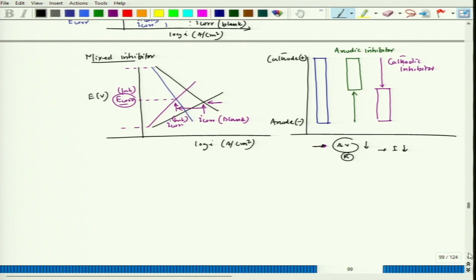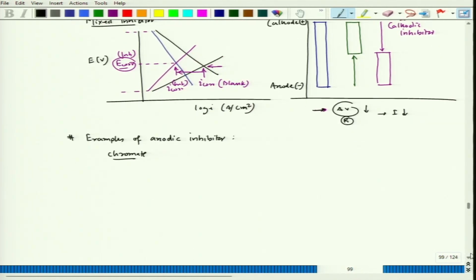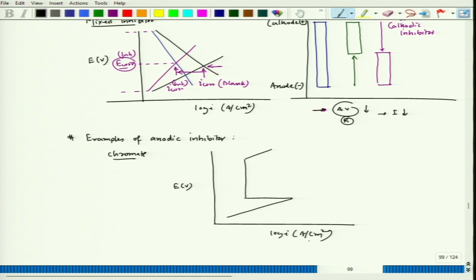Now, if we look at some examples of anodic inhibitor, cathodic inhibitor or mixed inhibitor. So, examples, for example, chromate. Now, how it works, we can also get an idea. Now, if we consider active passive metal, let us say this is my active passive metal, the anodic part. Now, iron is dissolving. Now, if we consider chromate, then it can have this reaction.